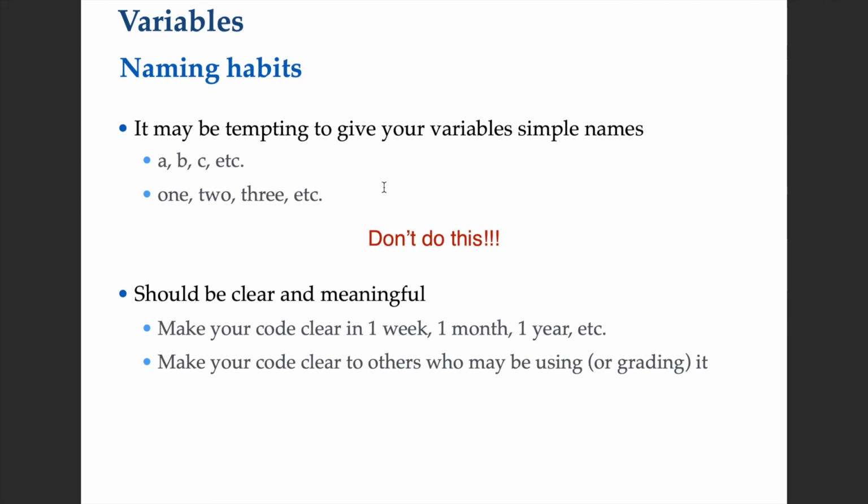Instead, you should make your variable names clear and meaningful, right? So that's going to make your code clear in 1 week, in 1 month, in 1 year. And it's going to make your code clear to others who may be using it or grading it. So make sure that you use meaningful names for your variables. One important thing, though, is you can't have any spaces in your variable names. You can have underscores or periods in your variable names, but you cannot have spaces in them.